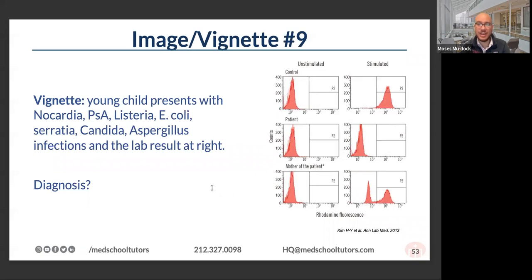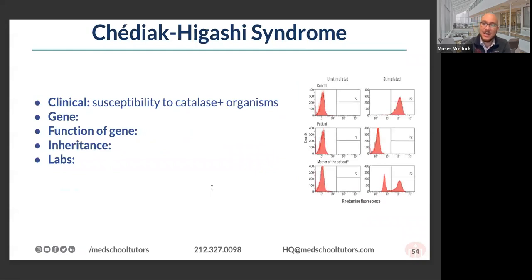Y'all are too good. These are all catalase positive organisms. And there's a mistake on the slide. It's not Chediak-Higashi. You all are absolutely correct. It is chronic granulomatous disease. What gene? You guys already put it in the chat. It's NADPH oxidase. The function of the gene is to do what? What does NADPH oxidase do? What's the function of that gene?